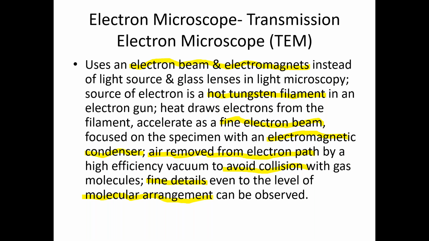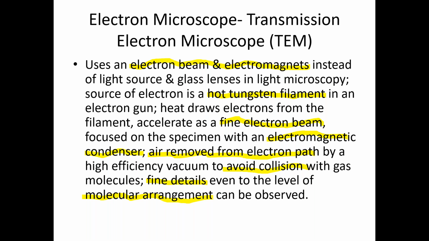As a result of the tungsten filament becoming hot, the heat will produce a beam of electrons from the tungsten filament, which is accelerated as a fine electron beam and focused on the specimen by means of an electromagnetic condenser lens. Now, if there is air in the path of the electron beam, collision with gas molecules will take place and the path of the electron beam will be altered. In order to overcome this, the air is removed by means of a high efficiency vacuum, and fine details even to the level of molecular arrangement can be observed using a transmission electron microscope.